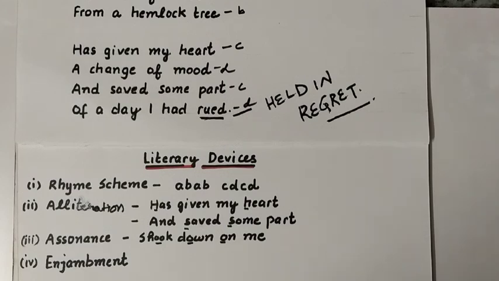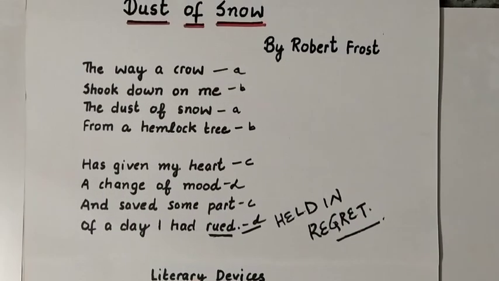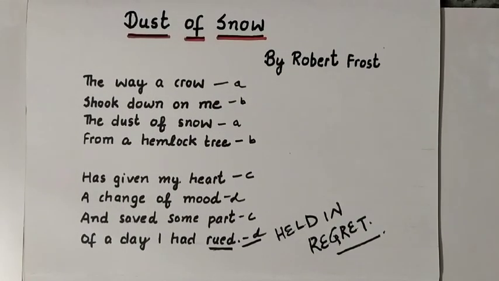Now, the third one we have is enjambment. Here you see that I haven't written any explanation or example in front of it, and I would tell you the reason why. I would like to draw your attention again to the poem. The poem "Dust of Snow" by Robert Frost is in totality an example of enjambment.